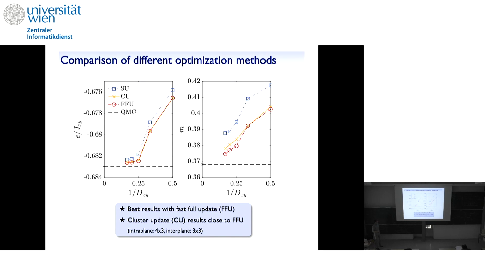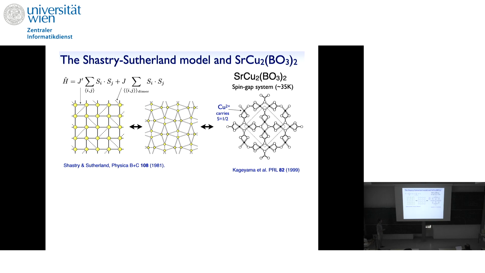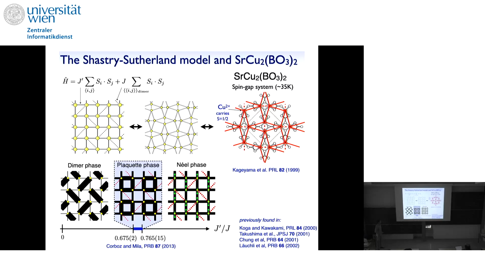Let me check time. Okay, so this was the benchmarks, and now we are also currently applying this idea to the Shastry-Sutherland model with interlayer coupling. Let me just give you a brief introduction here. The Shastry-Sutherland model can be seen as a square lattice Heisenberg model with these additional diagonal couplings here, or that's another way to draw the lattice, a lattice of coupled dimers. And this is really realized very nicely in strontium copper borate. This is a layered system where the copper ions carry the spin 1/2 and where the same lattice is realized.